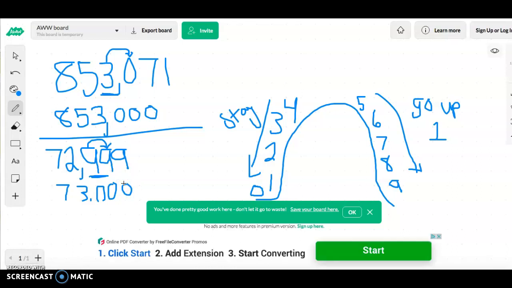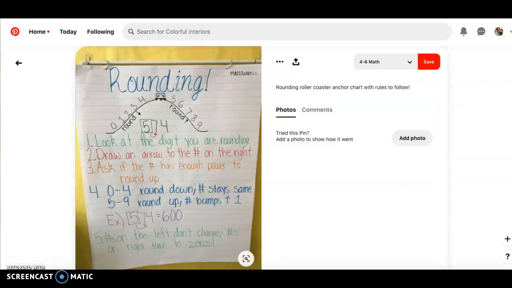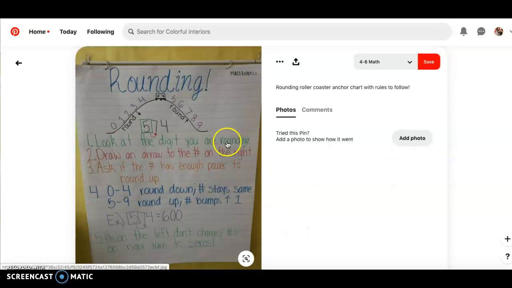So that's how you round. So here I give you 4 examples, and if you go to Google Classroom, there's going to be a picture of the rounding roller coaster right here. Actually, it looks just like this. So they even have the directions, just like what I did, and it even looks the same as mine, except they didn't say stay the same. They said round down, which means stay the same. Round up means to go up one.